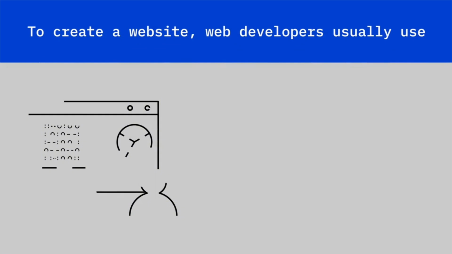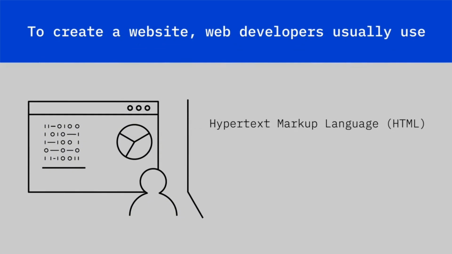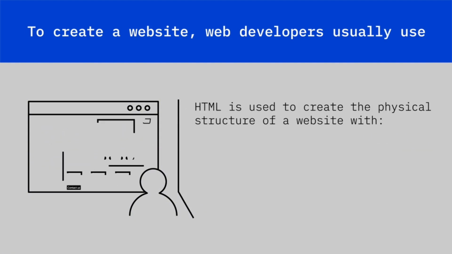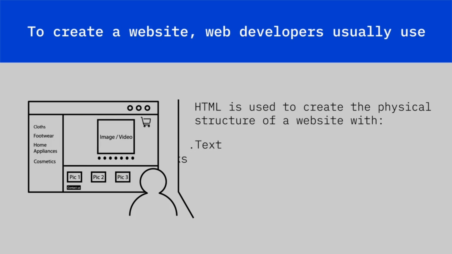To create a website, web developers usually use hypertext markup language, HTML, cascading style sheets, CSS, and JavaScript. These languages are designed to work in conjunction with each other. HTML is used to create the physical structure of a website. The physical structure contains elements such as text, links, images and videos, page dividers, and buttons. The HTML code ensures a proper formatting of all text and image elements so that browsers display the page consistently.